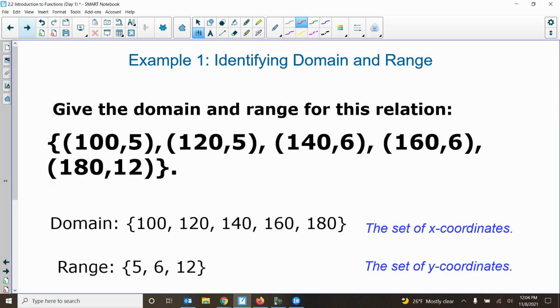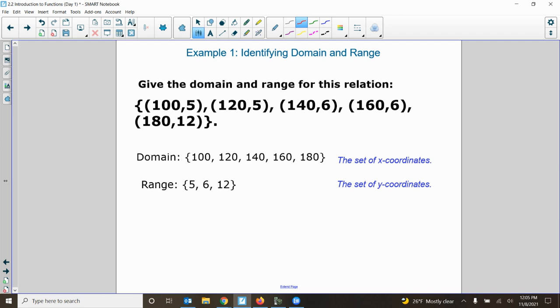Easy. All right, so let's do this real quick. And again, don't even write it down. Let's just kind of plow through it. Let's pretend we have these ordered pairs. Here's the answers. This is all we have. We're relating numbers to numbers. 100 goes to 5, 120 goes to 5, 140 goes to 6, 160 goes to 6, and 180 goes to 12. The domain is just the set of the x's.